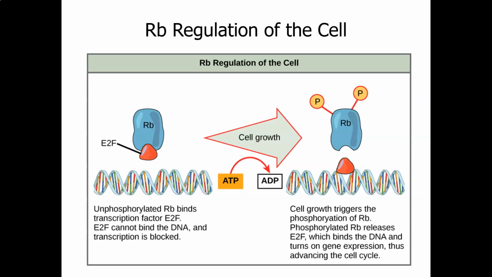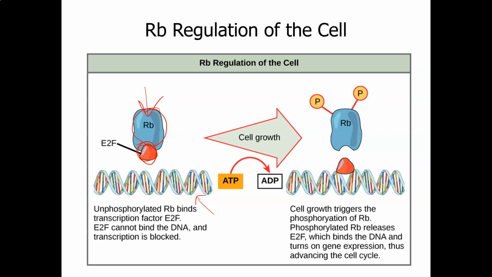Okay, so the RB regulation of the cell cycle. The RB is your target protein. Okay, and it says unphosphorylated RB binds to transcription factor E2F. So this is a transcription factor, and this is a protein named RB. And here's your DNA molecule, of course. It says E2F cannot bind the DNA, and transcription is blocked at this point.